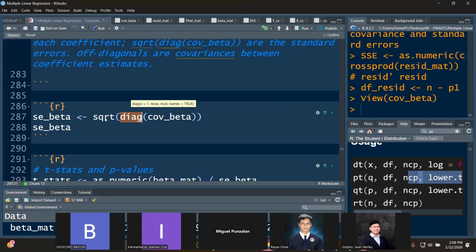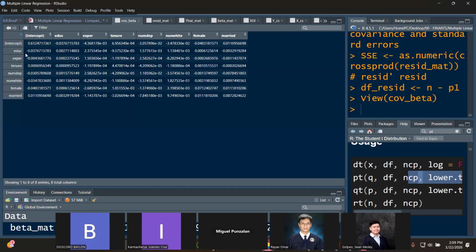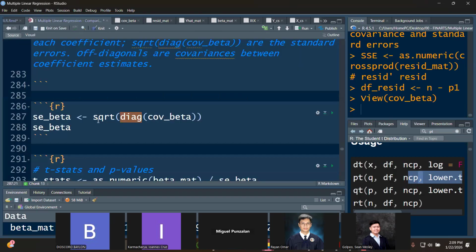Okay? So the diagonal of your covariance beta, 8 lahat, class, 8. No? 1, 2, 3, 4, 5, 6, 7, 8. Because you have 8 predictors. Okay, including the intercept. So walo yan, class. So we get these diagonals and then get the square root of that. Here, class. Square root of the diagonals of your covariance beta is equal to your standard error of your beta.